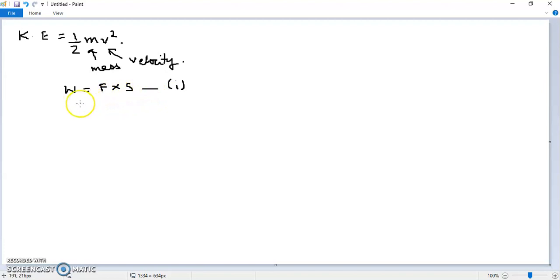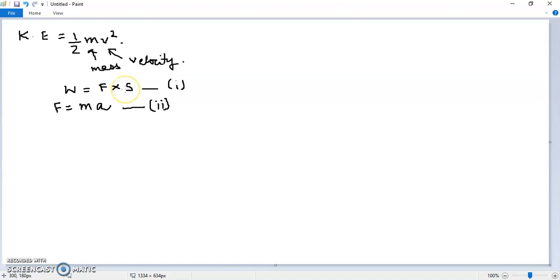Okay, now suppose there's a body of mass m moving with some velocity. Okay, we know that what is the formula for force? Mass into acceleration. All right, so this is my equation 2. Now let us find the expression for displacement.